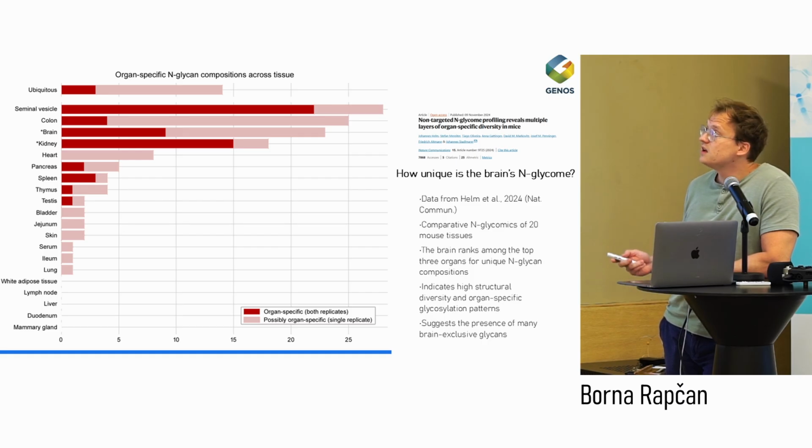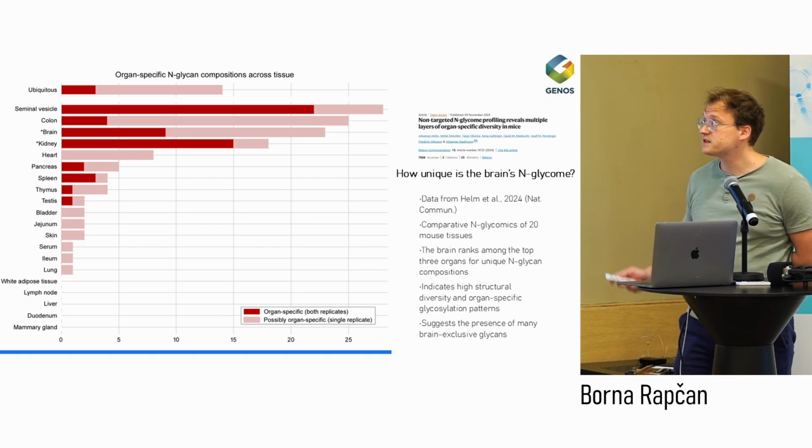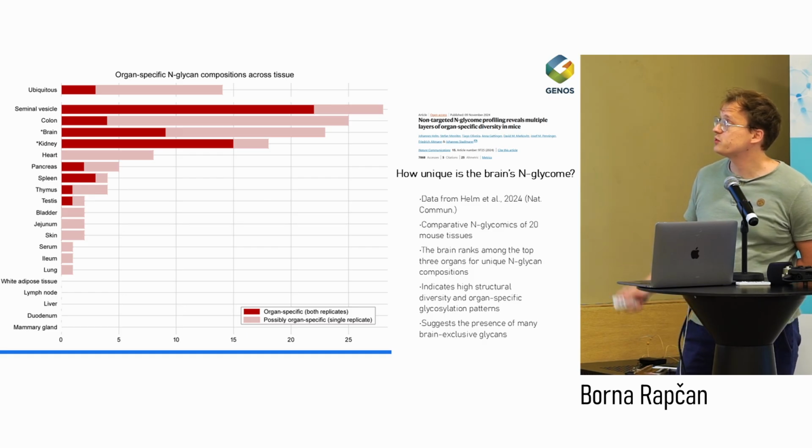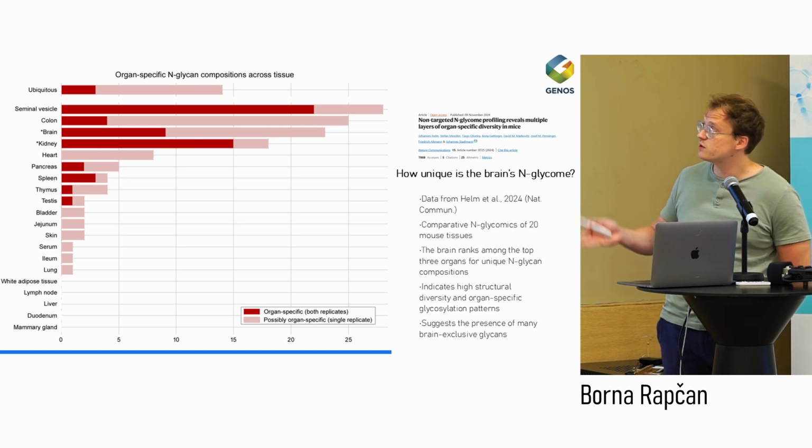organ-specific glycans. And what is very interesting for the brain, whether we're looking at organ-specific, so in both replicates, or possibly organ-specific or nominally organ-specific N-glycans, is that the brain took the 3rd position. So we can say with positive certainty that the brain N-glycome is very organ-specific and very different from the rest of the organs.